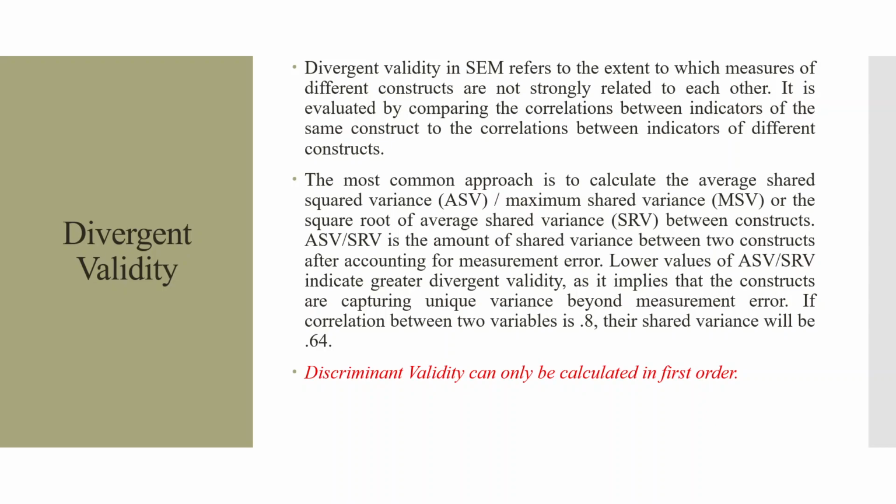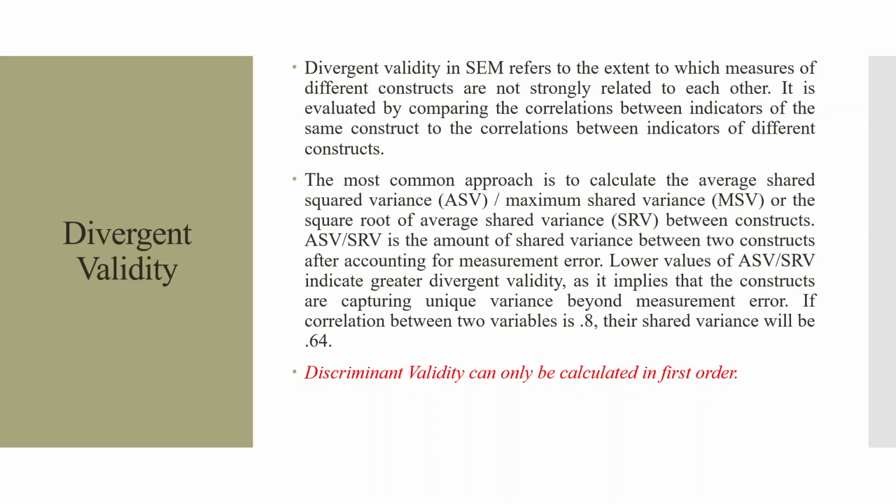ASV or SRV is the amount of shared variance between two constructs after accounting for the measurement error. Lower values of ASV/SRV indicate greater divergent validity, as it implies that the constructs are capturing unique variance beyond the measurement error. If the correlation between two variables is 0.8, their shared variance will be 0.64. Discriminant validity can only be calculated in first order.